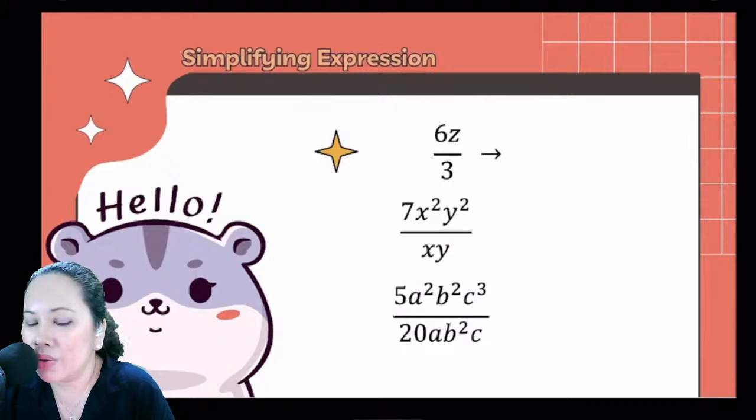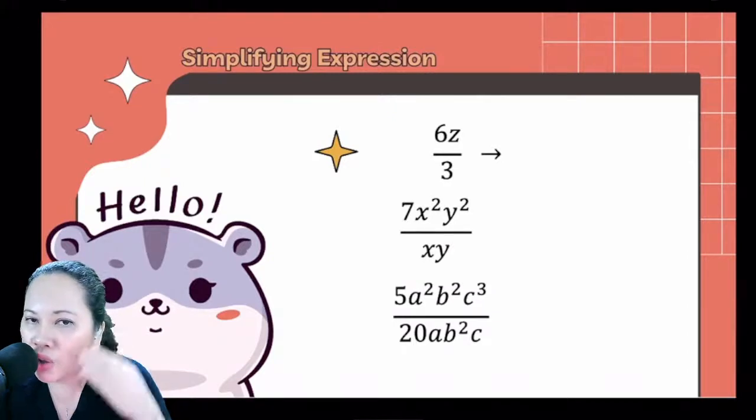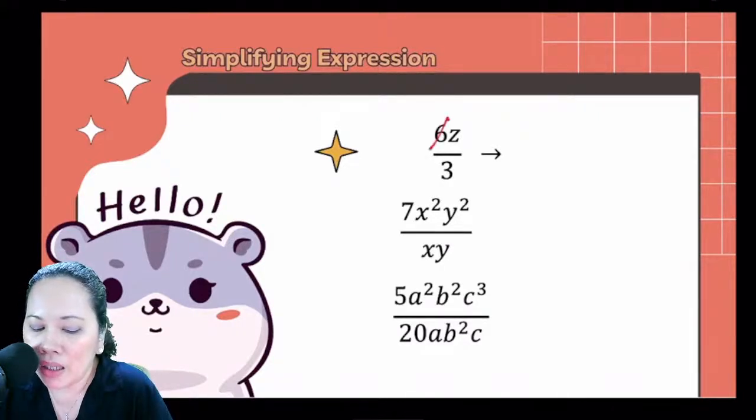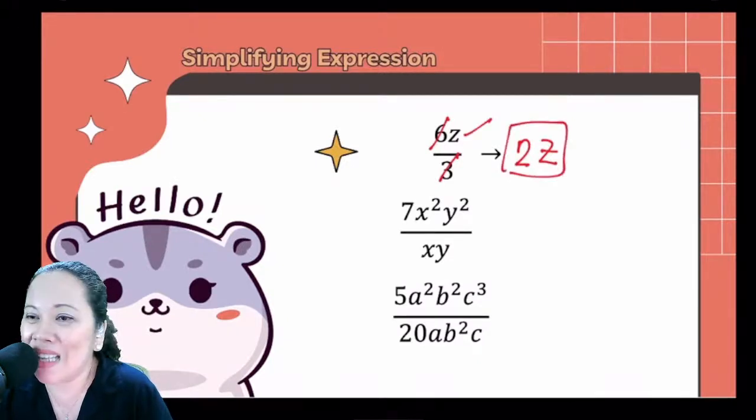All right. So for this case, you do the subtraction with those base that are the same. So 6 divided by 3 will be 2. And then just copy Z because it's standalone.